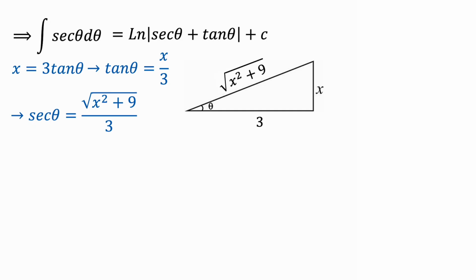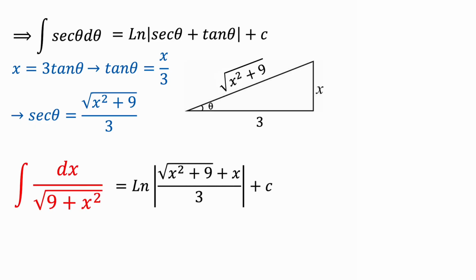So we conclude that the integral of dx over the square root of 9 plus x squared became ln of the square root of x squared plus 9 plus x, all divided by 3. Let's move on to a different model.